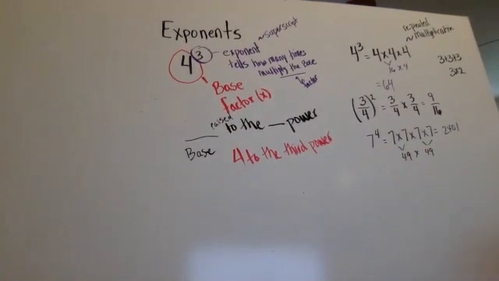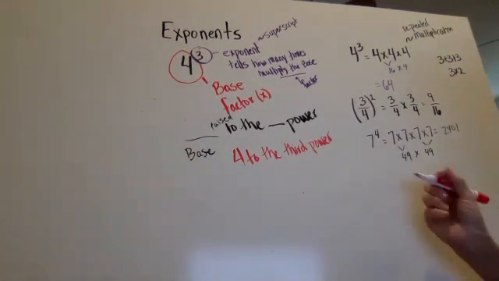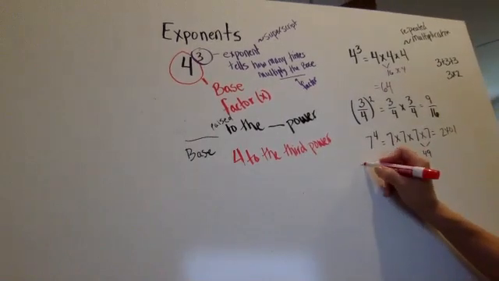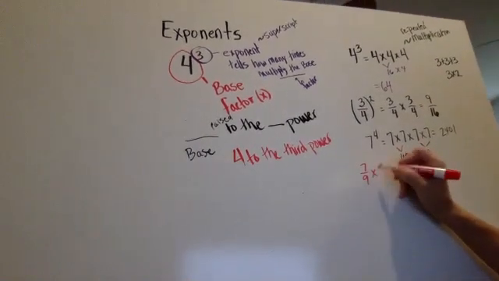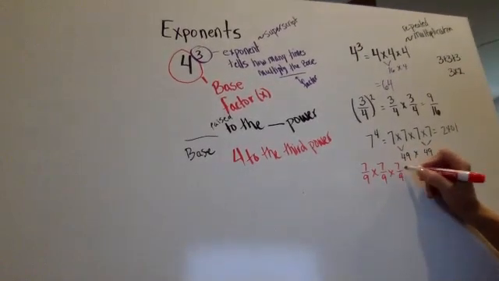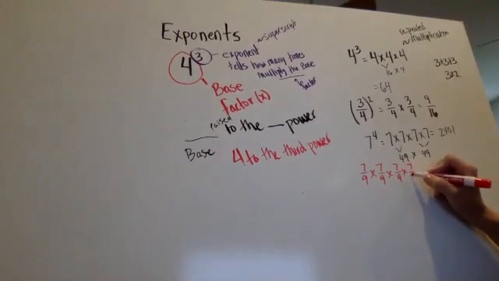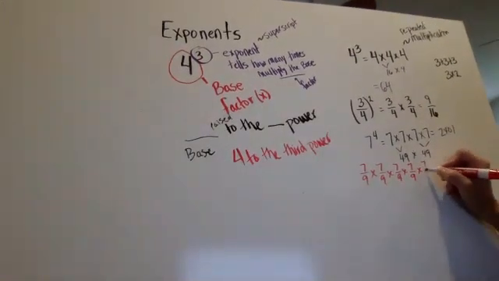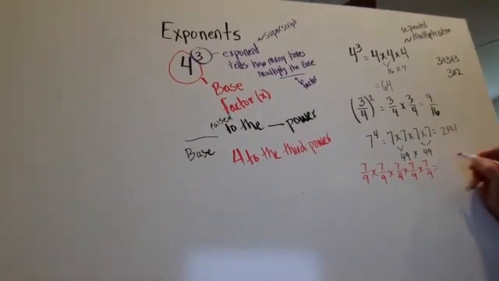Okay. Another thing I can do is I can go the other way. Sometimes I might be given something like this. This is right off of the guided practice too. 7 ninths times 7 ninths times 7 ninths. This is getting to be a lot of times I'm writing 7 ninths and I'm getting tired of it. So what would be my shorthand?